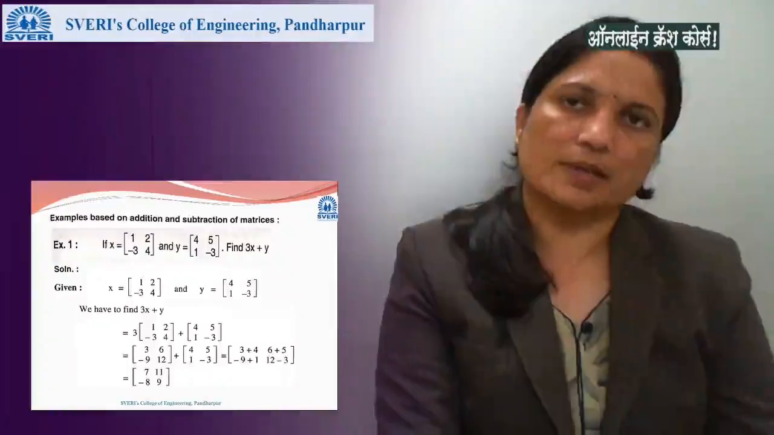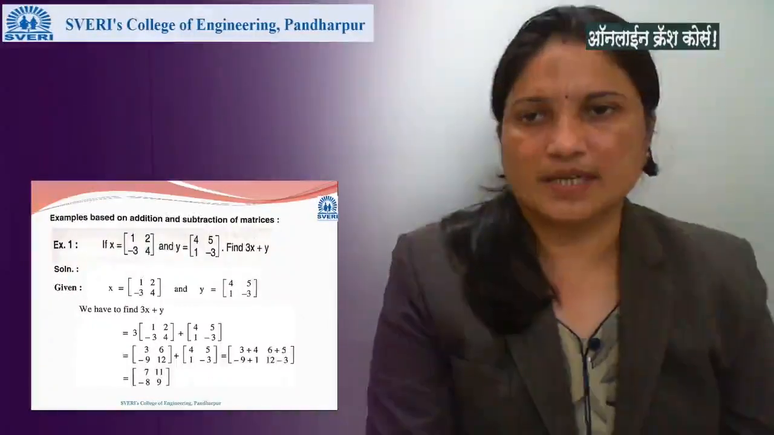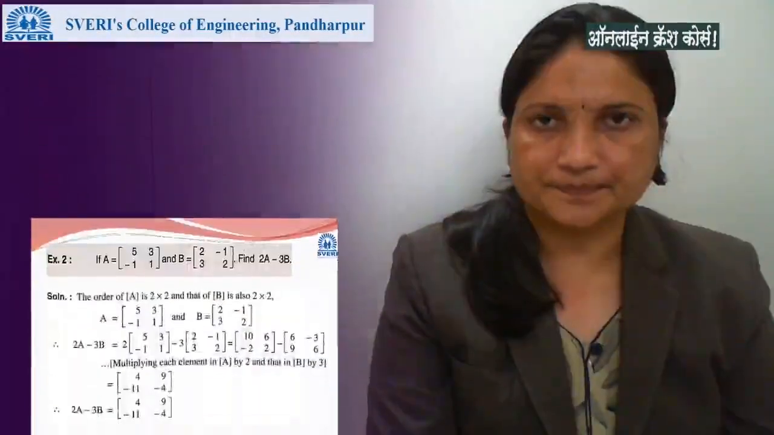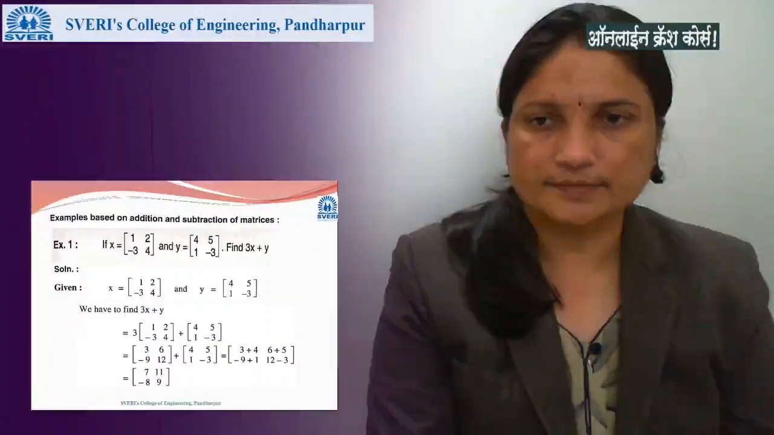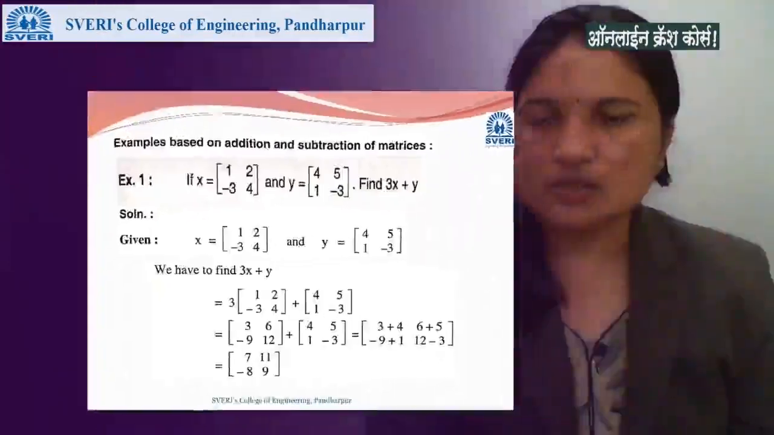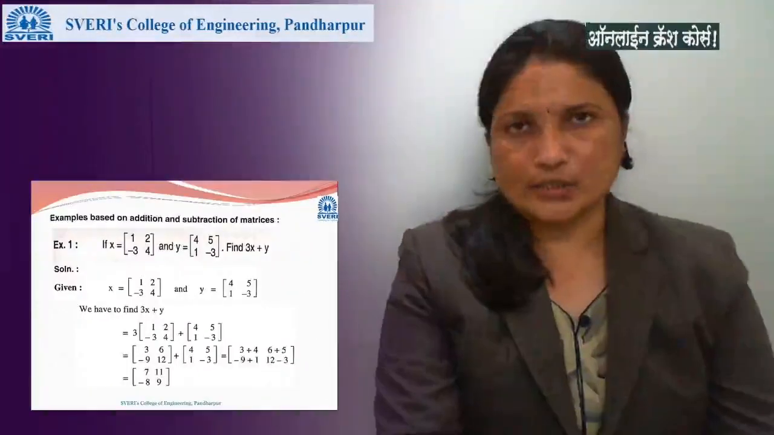Now we are going to see some examples based on subtraction and addition of matrices. Let us see that. There is a simple example. If x is equal to [1, 2; minus 3, 4] and y is equal to [4, 5; 1, minus 3], and we have to find 3x plus y. So here we are going to add these two matrices.